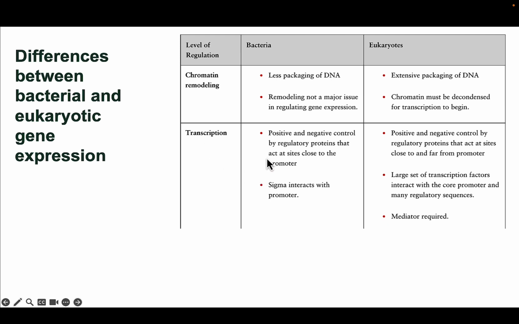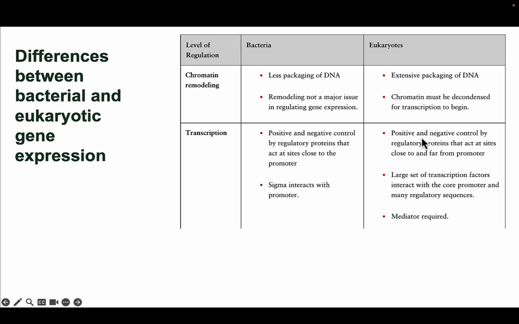Transcriptional control exists in bacteria, and so sigma will bind and interact with the promoter sequences and help recruit, or actually is part of, RNA polymerase. And there's also positive and negative control by regulatory proteins that act close to the promoter. And so we have the CAP binding sites that bind CAP for positive control, and we have the operator that binds the repressor for negative control.